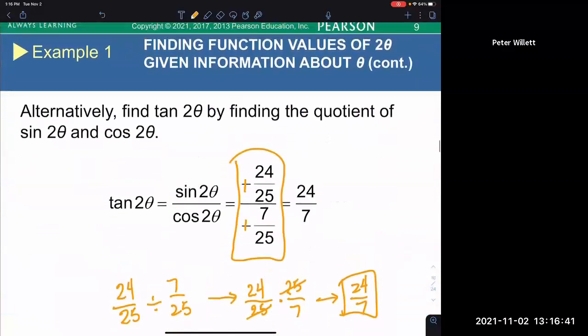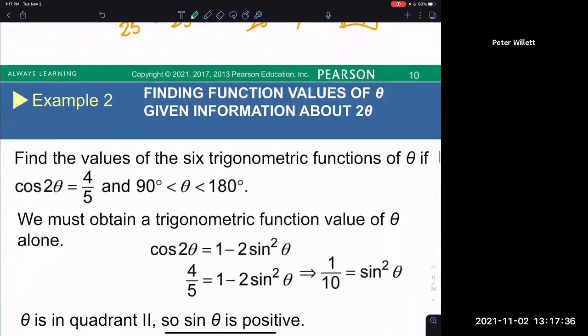All right, so that's example 1. So in example 1, we found cosine of 2 theta as well as sine of 2 theta. We found both of those. And then we also found tan of 2 theta. And all they gave us was cosine theta, and that the sine function came out negative. And then we found all 3. So this is a good example of how you can use these double angle formulas. All right, so let's see how we're going next with these examples.